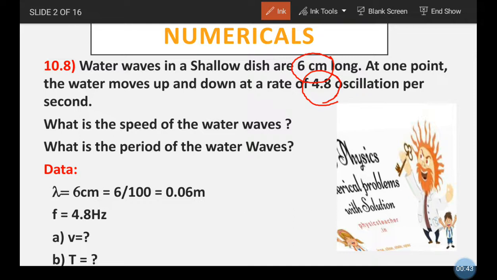This is another unit of frequency. Frequency's unit is cycle per second, or oscillation per second, or its unit is hertz. So this is the frequency, 4.8 is frequency. What is the speed of water waves? What is the period of the water wave?